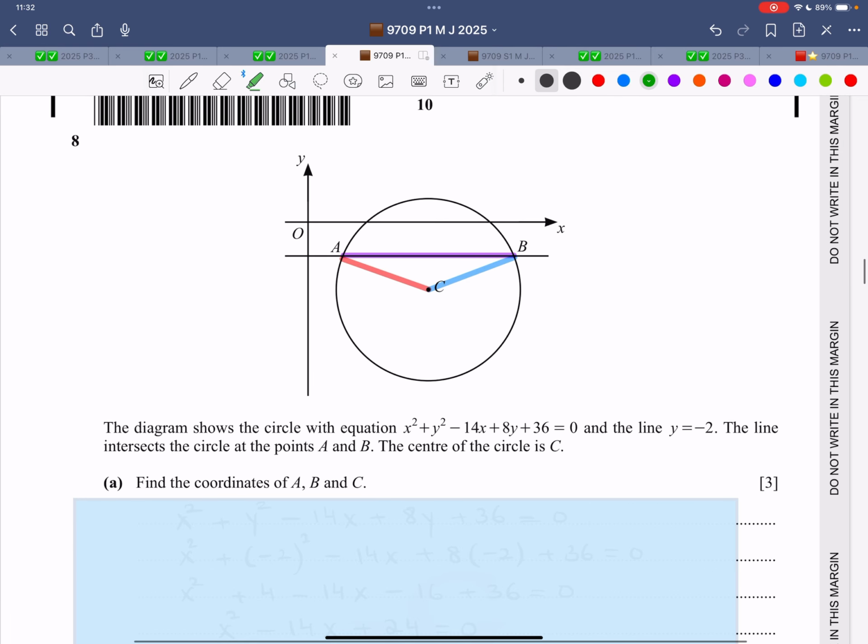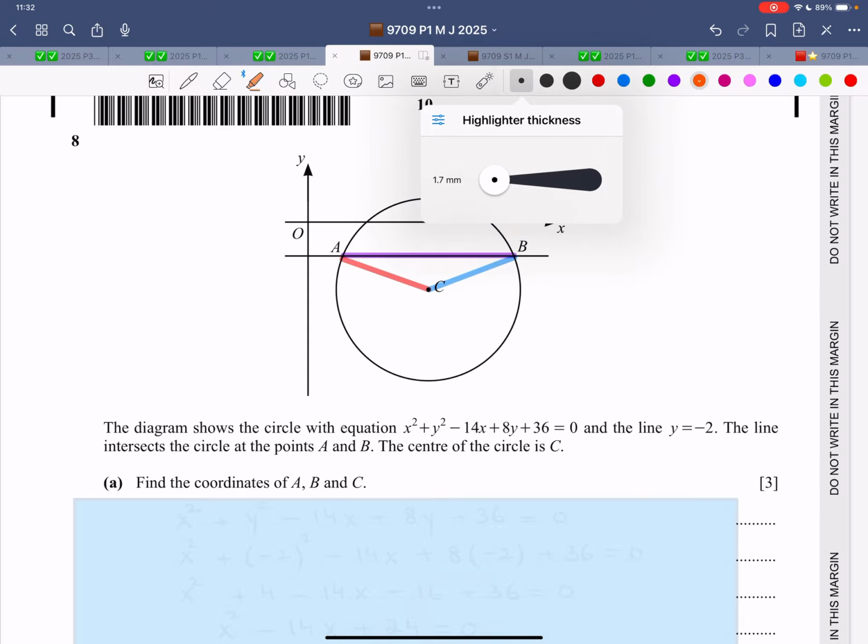Question number 8. Now this is a circle question. A lot of people are very afraid of circle. I think because they tend not to draw diagrams, or if the diagram is given, they are not thinking about the diagram. So now, first of all, what are they saying?